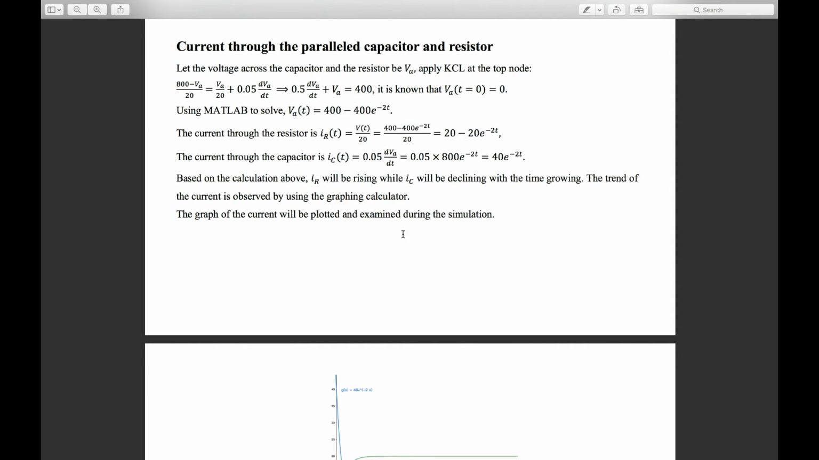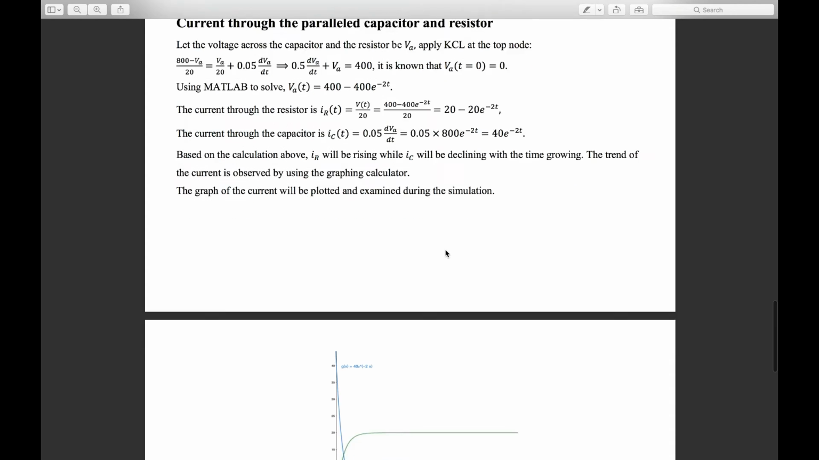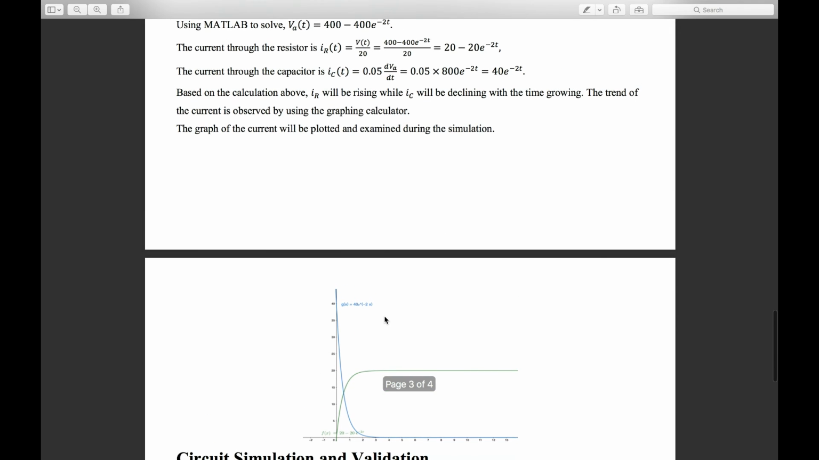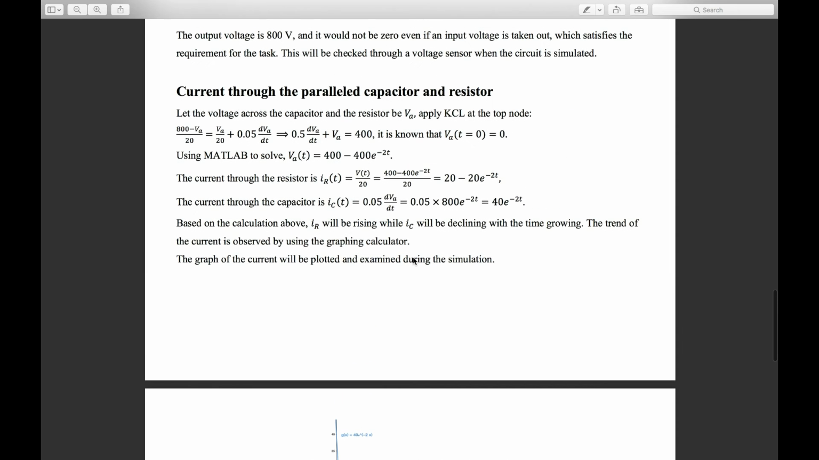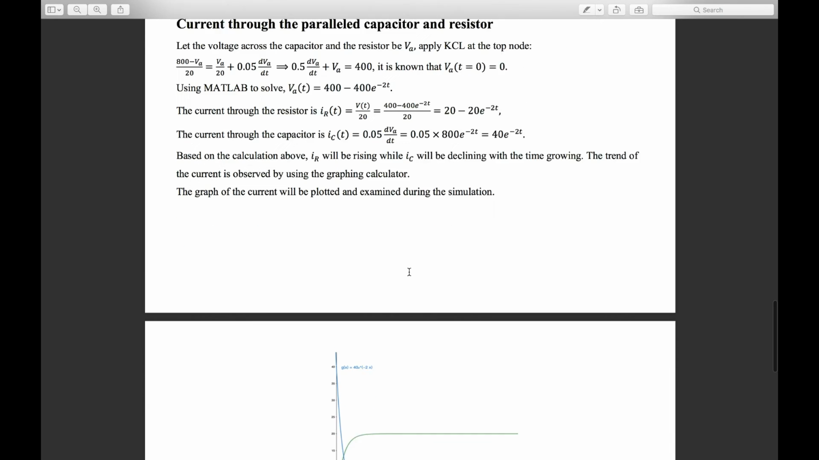Based on the calculation above, I use the graphing calculator to plot the trend of IR and IC, which is right here. So the graph of IC is declining while the graph of IR is increasing with the time growing, and they become relatively stable after a long period of time. We will check this out during the simulation as well.